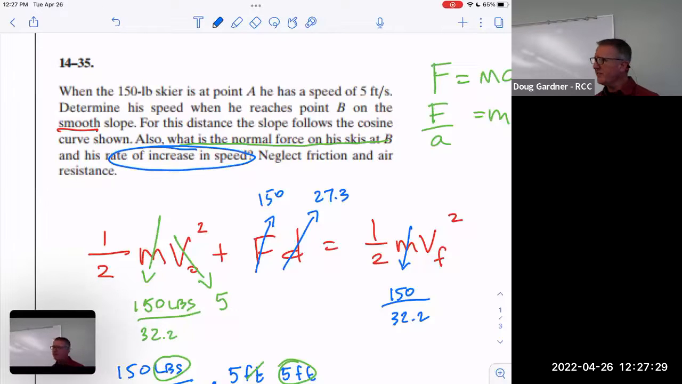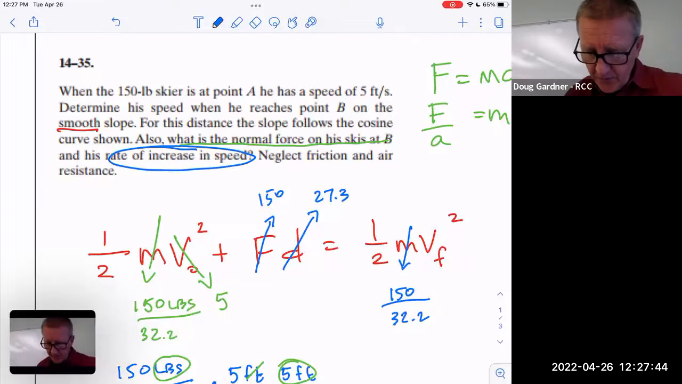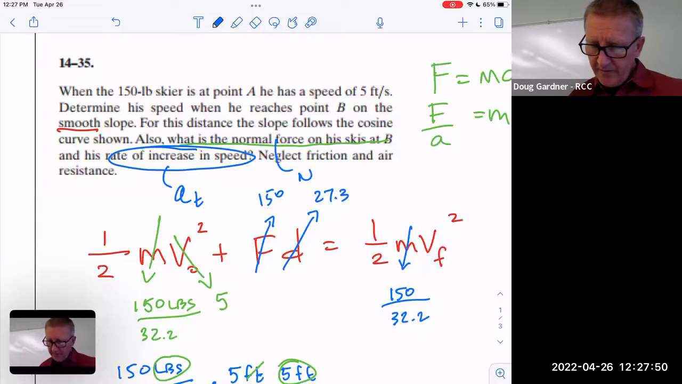If it said, what's the acceleration? That would have been a trickier question because you actually have to use the Pythagorean theorem on the normal acceleration, which is changing your direction, and the tangential acceleration, which is changing your speed. And so that's really aT. This normal force is what I called N. Hey, yeah, look, we figured everything out.